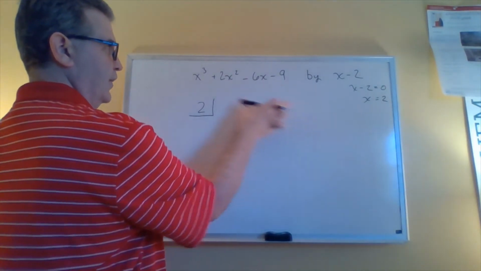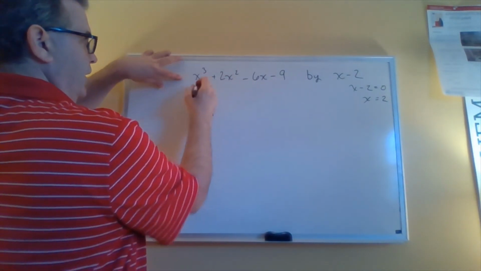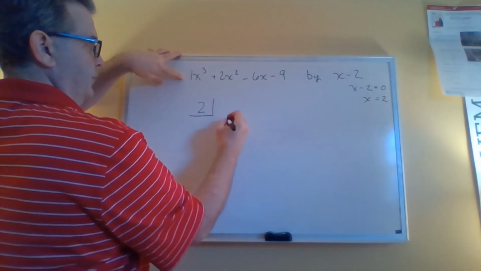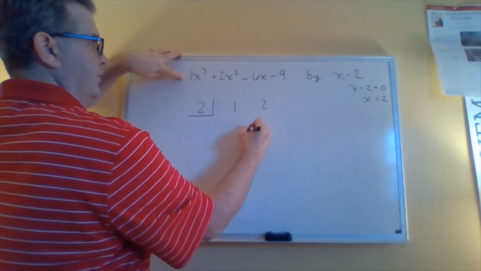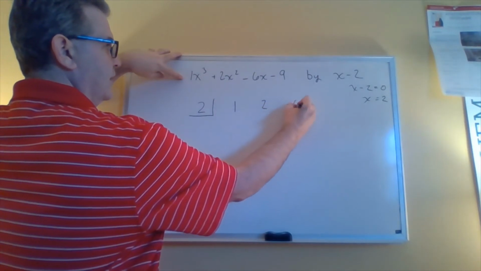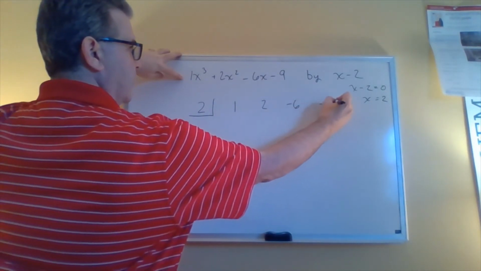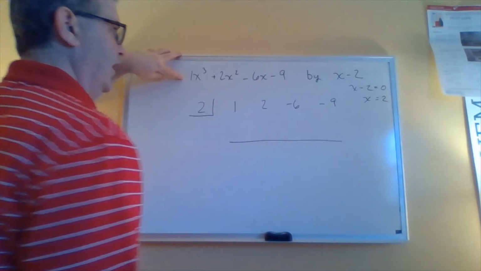Now we're just going to list the coefficients of the bigger term here. Don't forget that if there's no coefficient there, it is a 1. So we have 1, then 2. Remember the sign: -6, and -9. There's our setup right there.